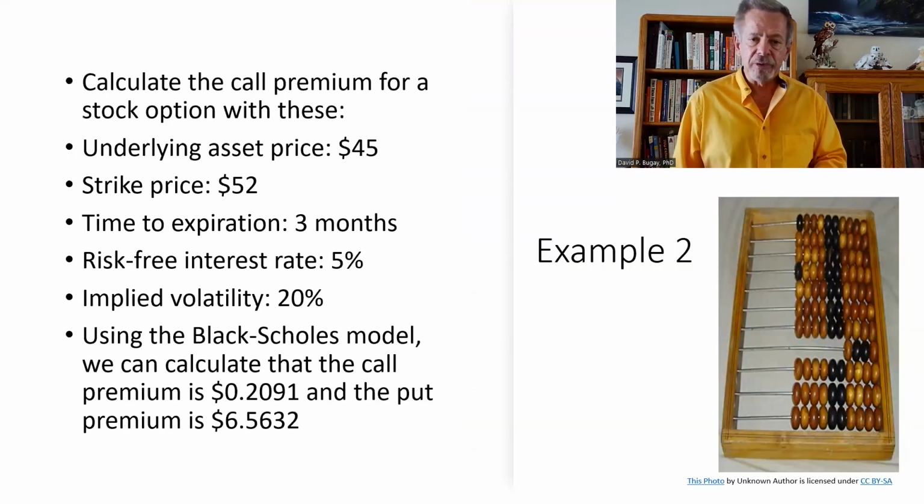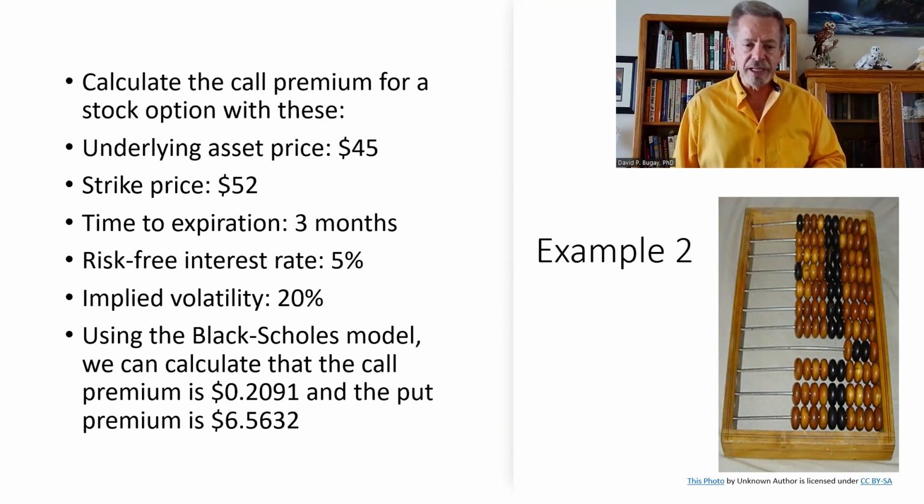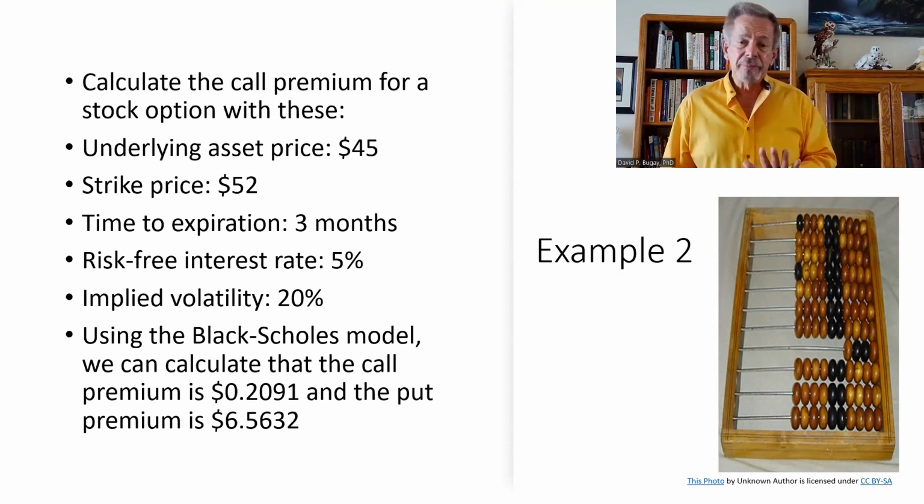Now, here's another example going the other direction. The asset price is 45, strike price is $7 more, 52. Time to expiration 3 months, risk-free interest is 5%, implied volatility 20%. By the time you're all done, you calculate that, and the call premium is really 21 cents, and the put premium is $6.05. So you have those different aspects that you're looking at as to what's going to be happening out there. But the best thing to do, if you really want to calculate how much you're spending on the premium for your stock option, these are the tools that you use.